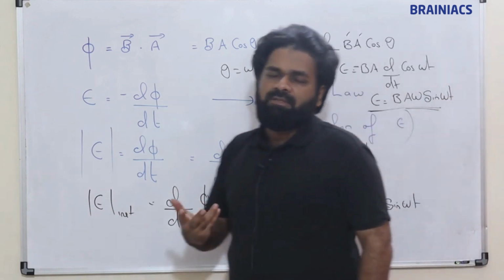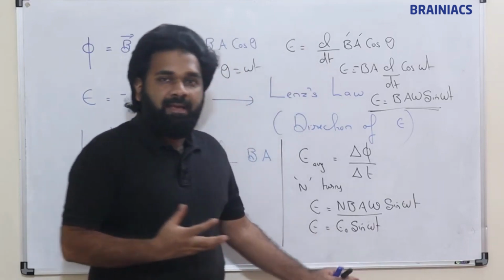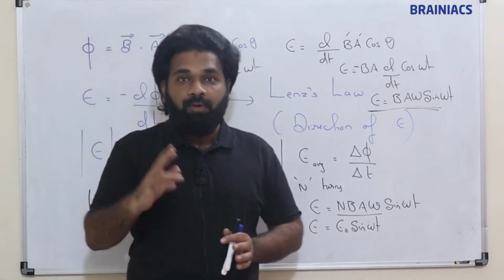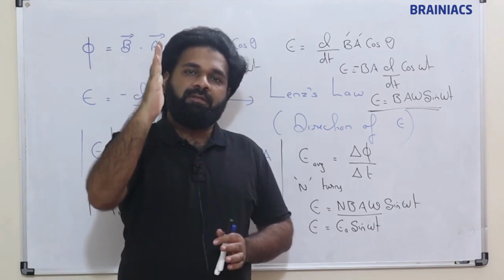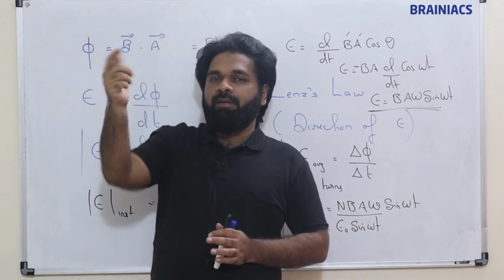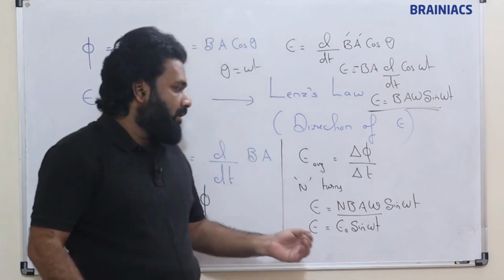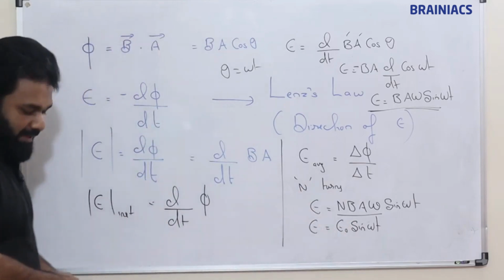So any change, if the magnetic field changes, or if area changes, or if the orientation of the loop changes. Orientation means if it is like this, then theta will be 0, then theta will be 90, then theta will be 180. Likewise, if it rotates also, this will change. That is what we have written here. So all these things we have studied.